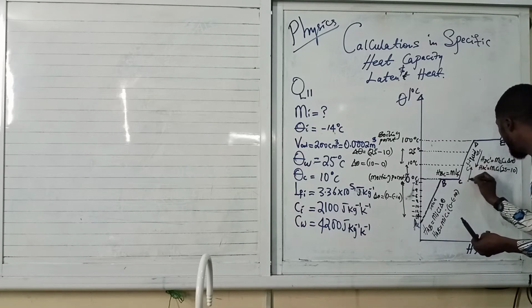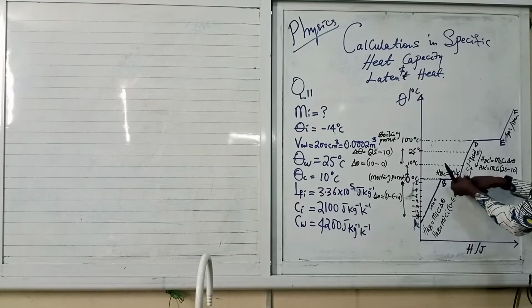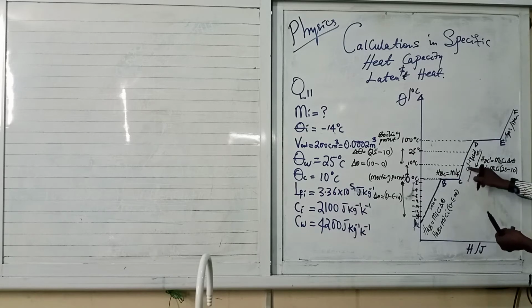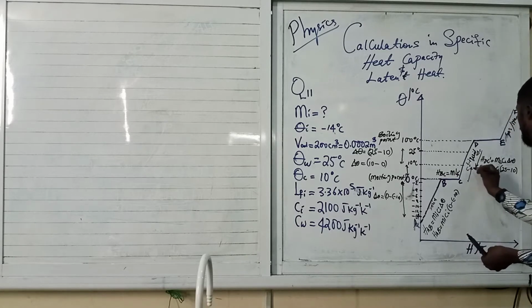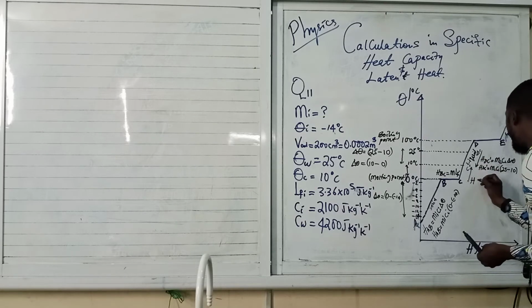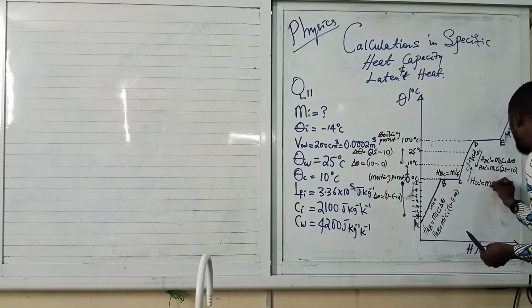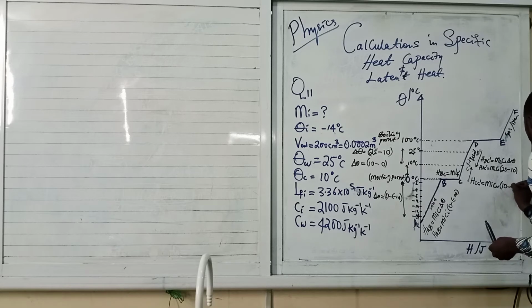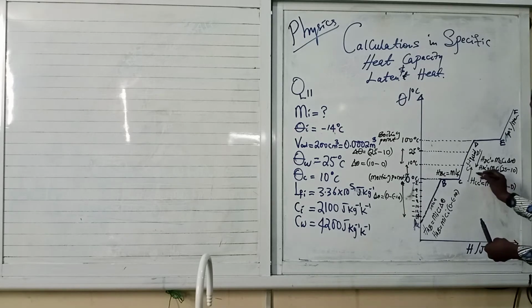So the heat gained by the ice from cold water to 10 degrees Celsius is from point C to C prime. So we write that the energy here is HCC prime, which is equal to mass of the ice, specific heat capacity of water into 10 minus 0 degrees. So with this information, we are good to go.